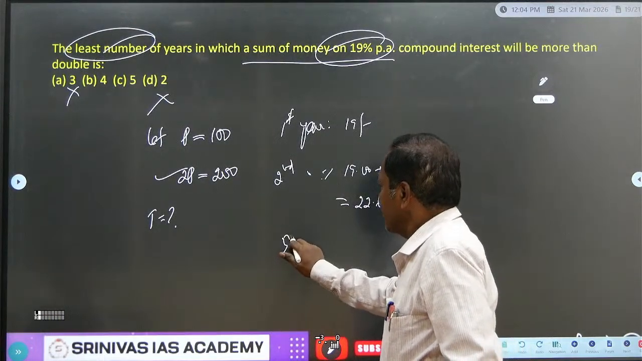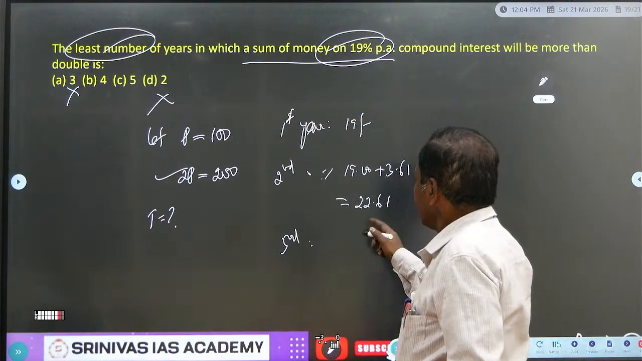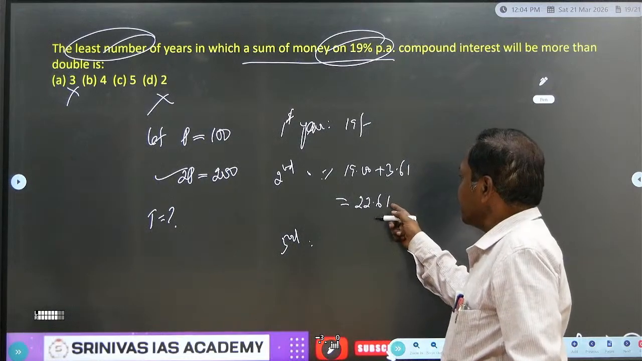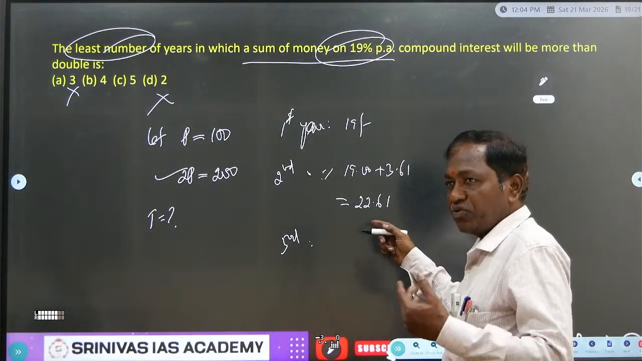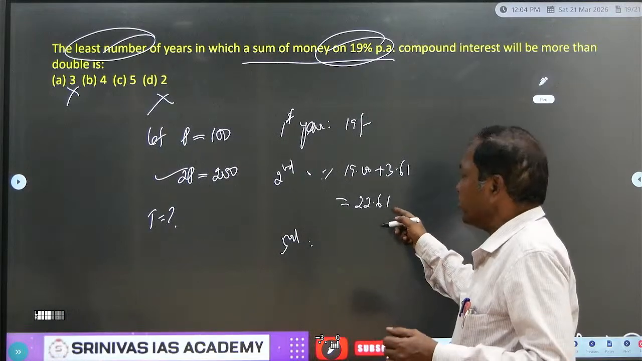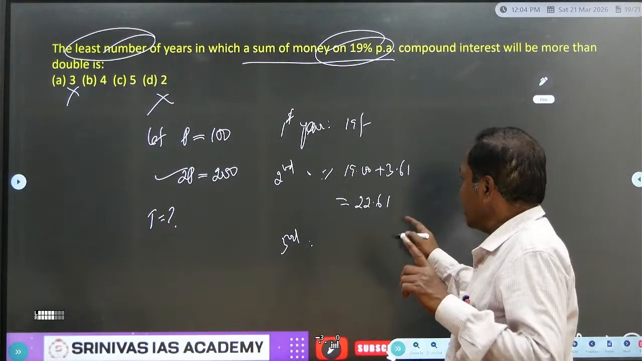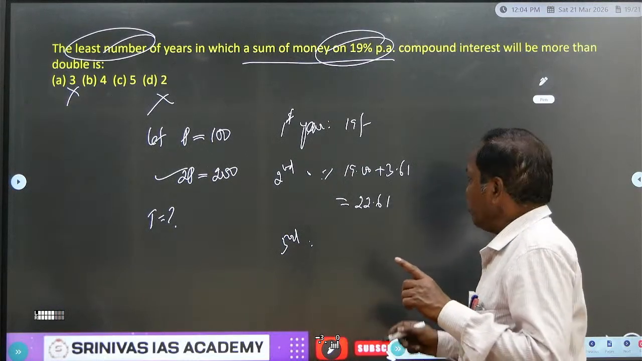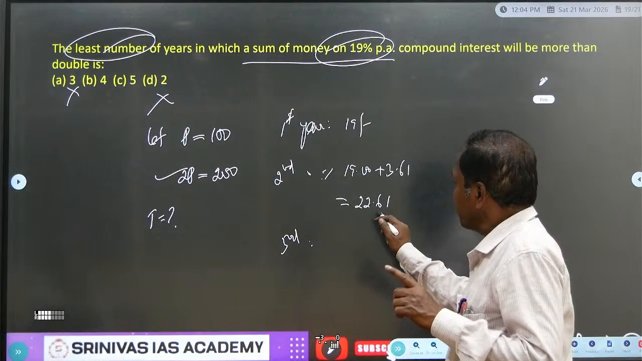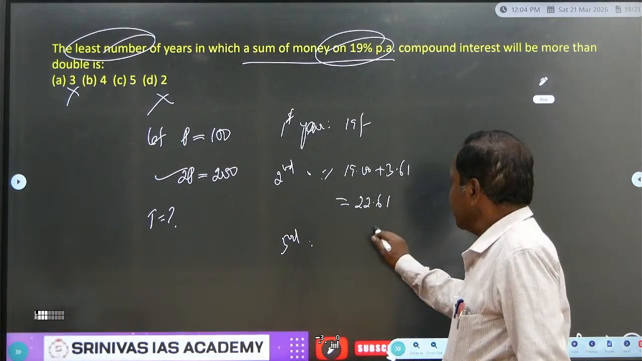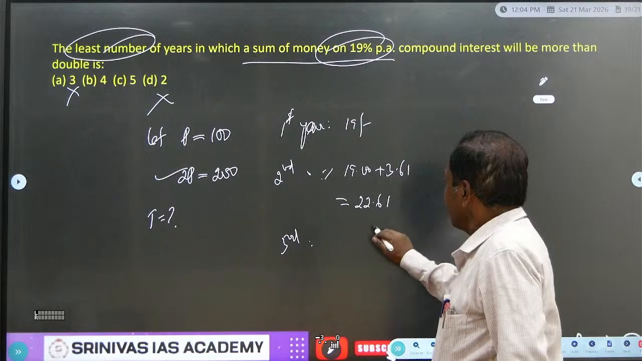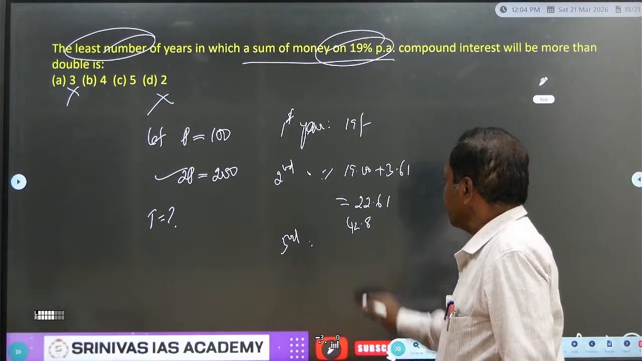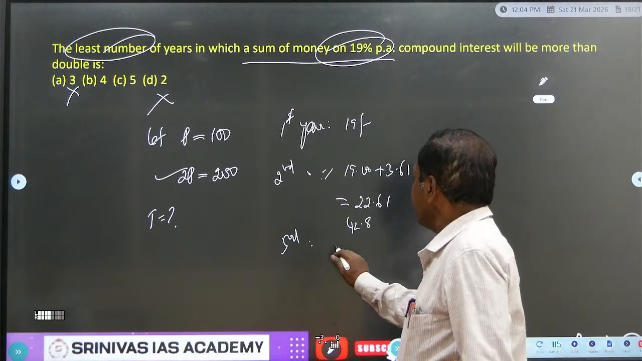Third year. 19% of this money. You don't need to calculate the decimal, you can simply do 19 into 1, 19. 1 carry. 19 into 6, 104, 105. 19 into 2, 38. So take 48. 48 you can, 4. 90, 38, 42. 42 rupees, 4 paisa. It means what will happen here in the third year?